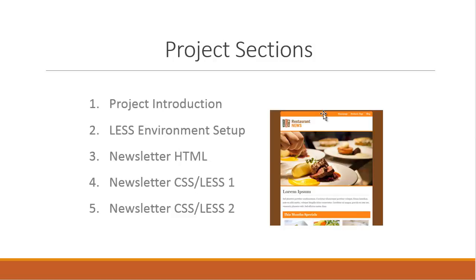So this is the template. You can see it here. Okay, it's pretty simple, but it's nice and clean. Sections: we have our introduction. We have the Less environment setup, which will include installing Node. We'll install WinLess. And section 3, we'll do the HTML. And then in section 4 and 5, we're going to really get into the CSS as well as using Less.